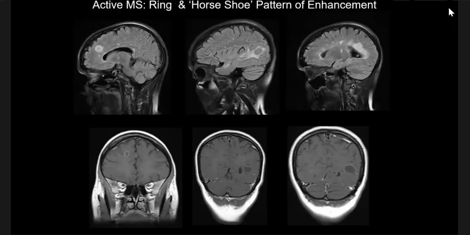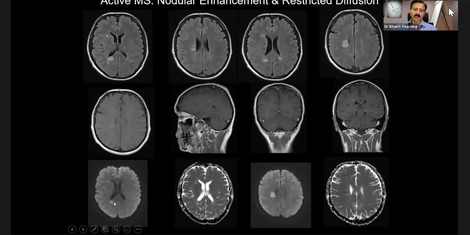And then there can be another enhancement which is known as nodular type enhancement. So there can be, if you see here, this is nodular. So nodular enhancement, ring enhancement, and horseshoe shape enhancement.